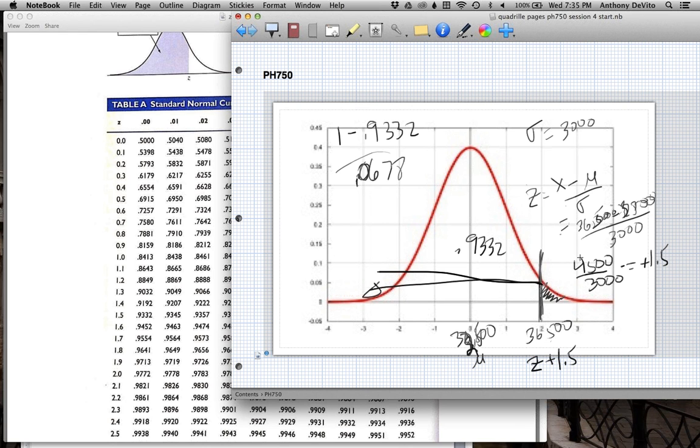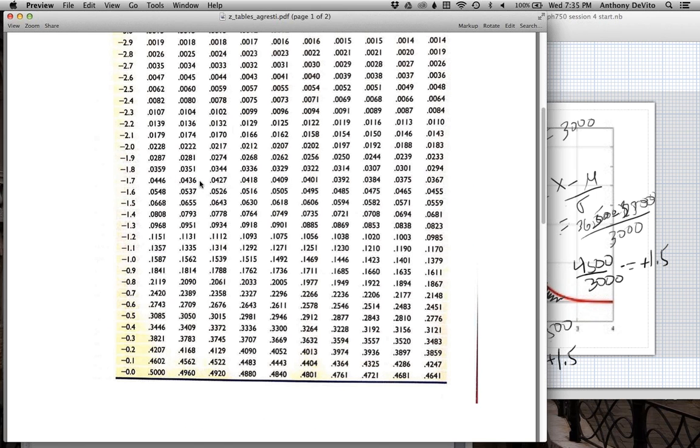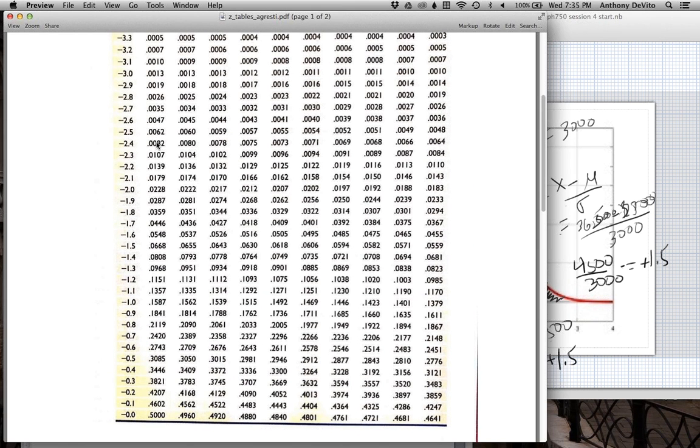On this particular table, yes. I'm sorry, no. If you're looking at the Z table, it's talking about the percentage to the left, whether it's plus or minus. Take a look here. Because you're dealing with negative numbers, when you're dealing with to the left of the mean, it's all negative numbers.